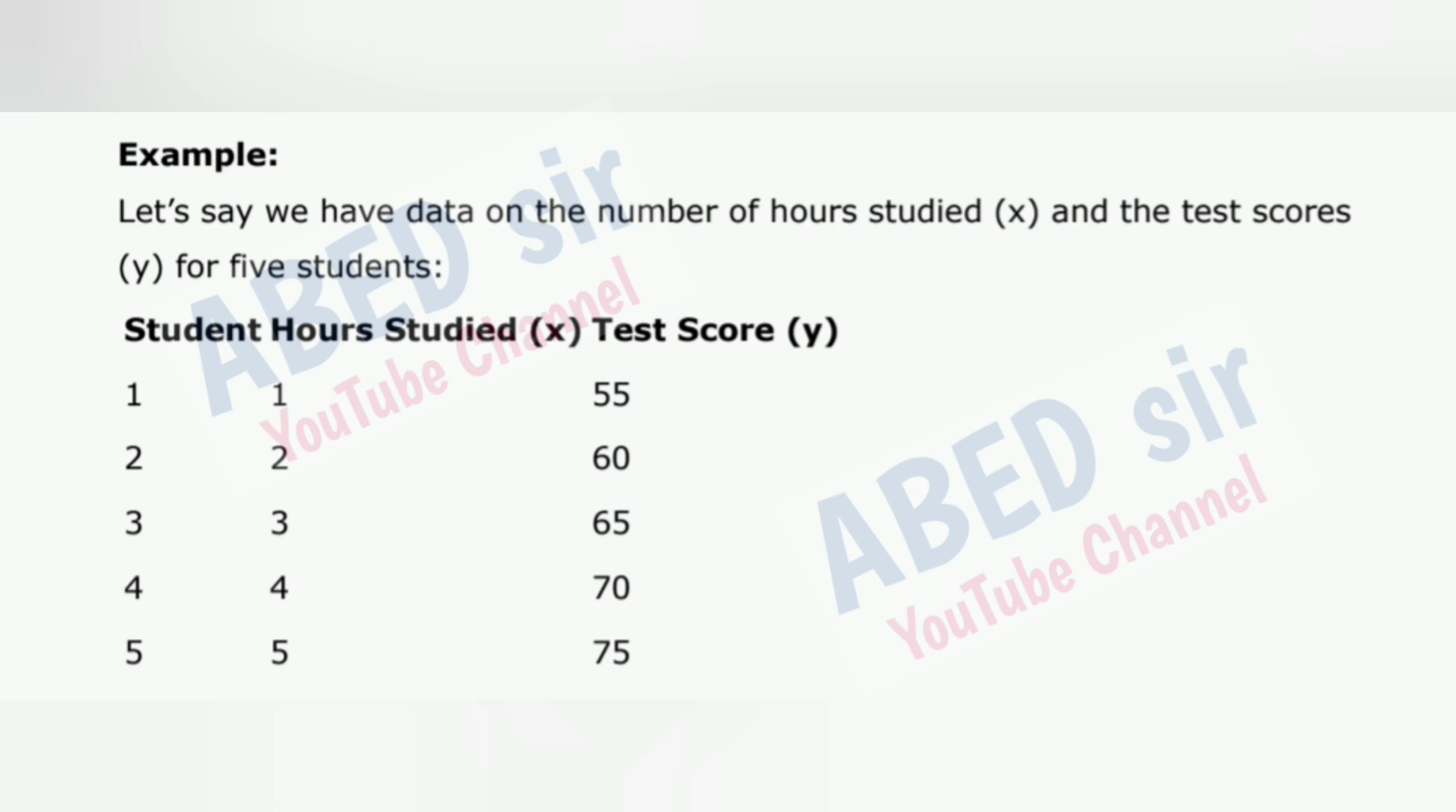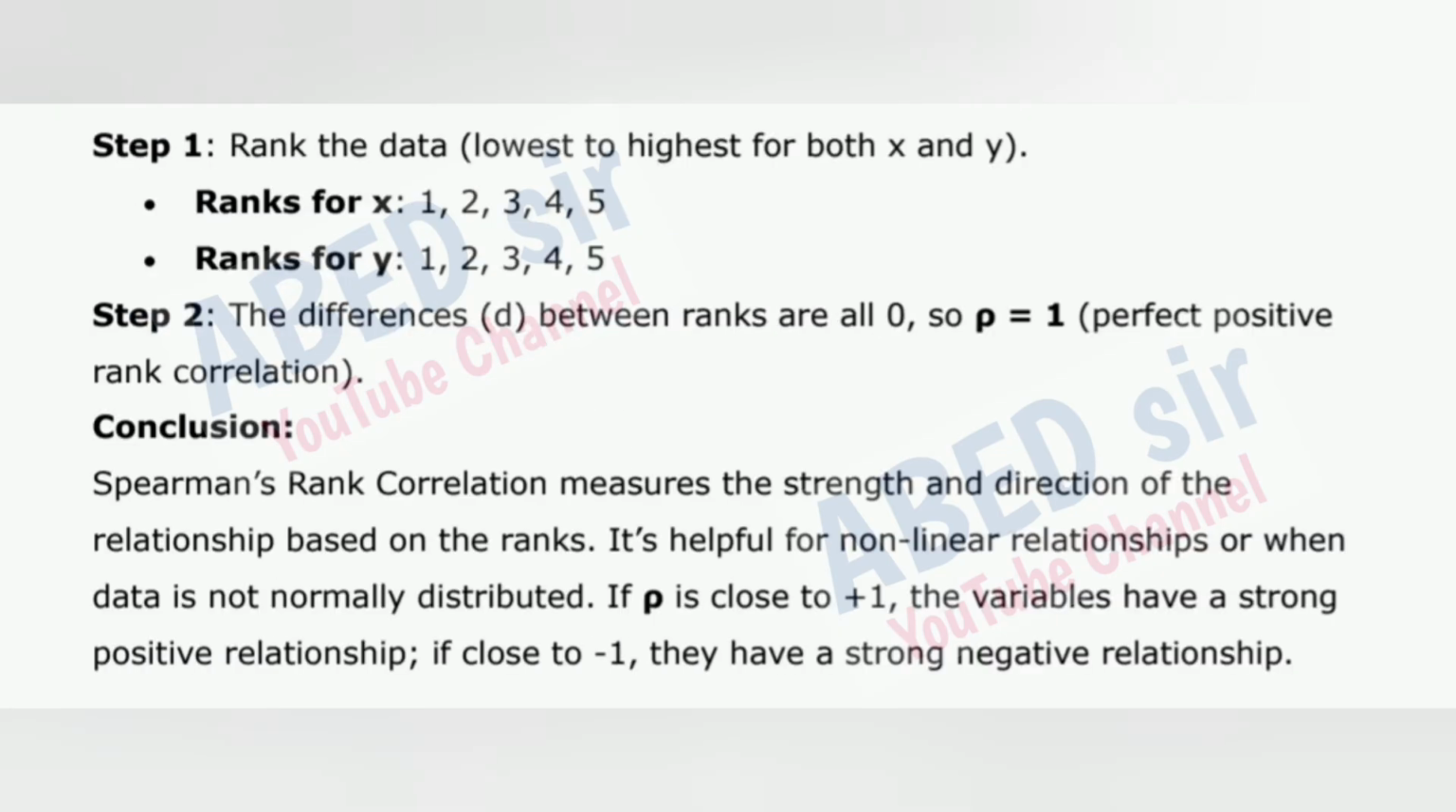Example. Let's say we have data on the number of hours studied, x, and the test scores, y, for 5 students. Step 1. Rank the data, lowest to highest for both x and y. Ranks for x: 1, 2, 3, 4, 5. Ranks for y: 1, 2, 3, 4, 5. Step 2. The differences, d, between ranks are all 0, so ρ is equal to 1, perfect positive rank correlation.